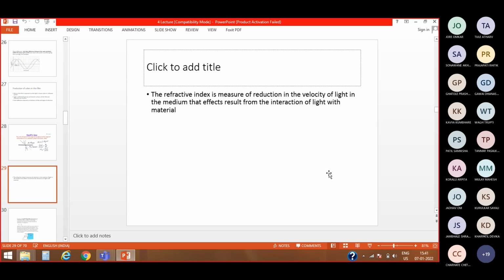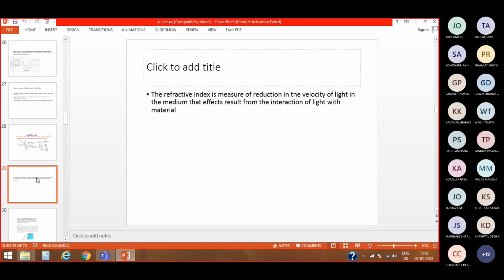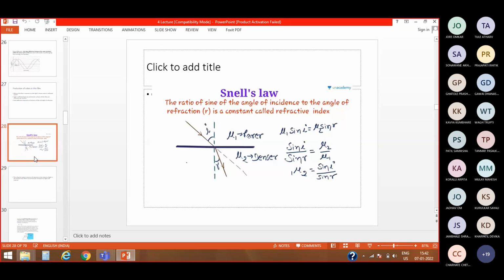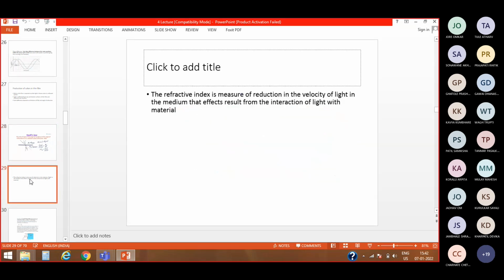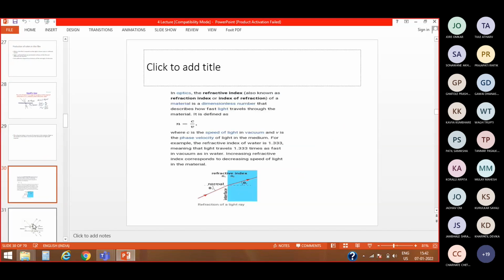So the refractive index is the measure of reduction in the velocity of light in the medium that results from the interaction of light with the material. So refractive index क्या है? It is a measure of reduction in velocity. यानी how much the velocity of light is found to be decreased when it is going from rarer medium to denser medium. उसको क्या बोलते हैं? Refractive index बोलते हैं.